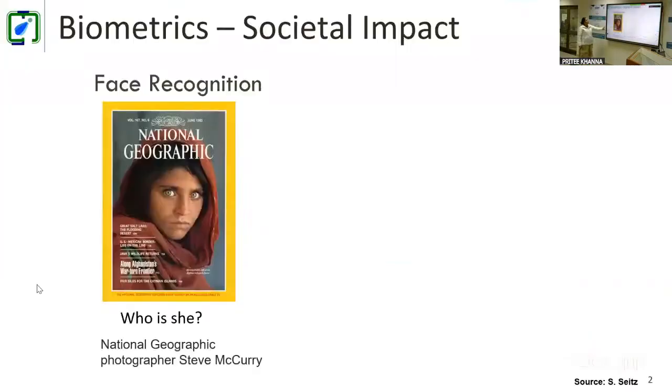Before we begin, I will give you my favorite example of how biometrics can bring a societal change. Here you can see a picture. Can you recognize her? The Afghan girl, right? Her picture was taken by a photographer when she was 12 years old, in a camp in Pakistan.